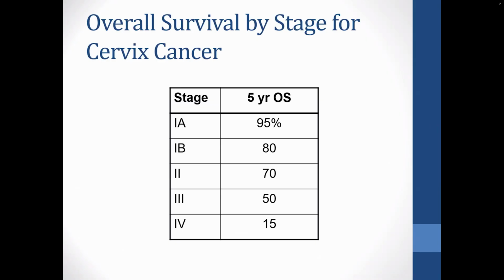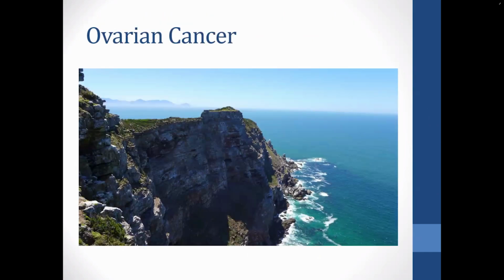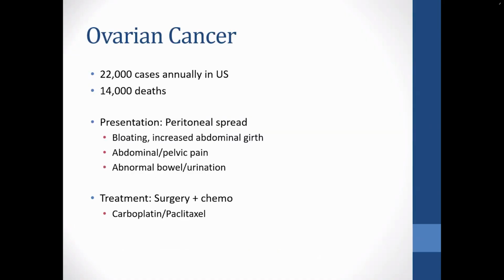Listed here is the overall survival by stage for cervix cancer. I'll next discuss the management of ovarian cancer. Ovarian cancer is seen in about 22,000 cases annually, with about 14,000 deaths. Patients often present with peritoneal spread, and they report bloating and increased abdominal girth. They may have abdominal pain or pelvic pain. They may have abnormal bowel and urination.